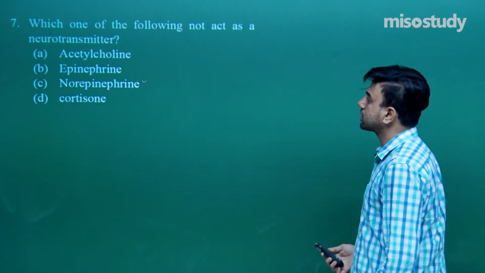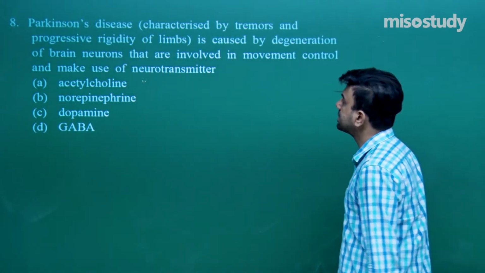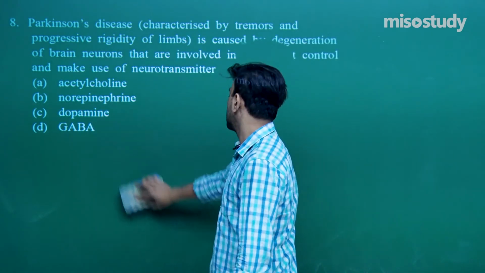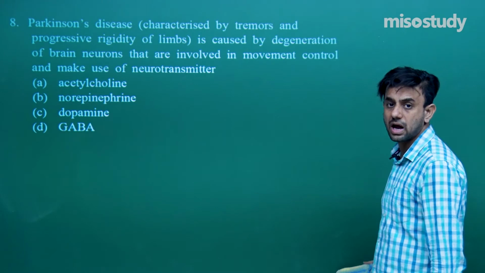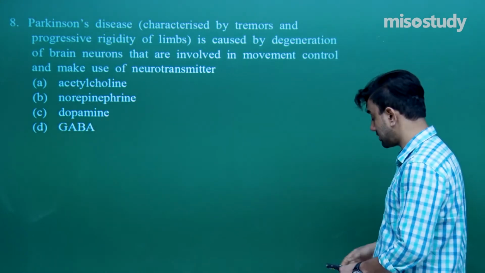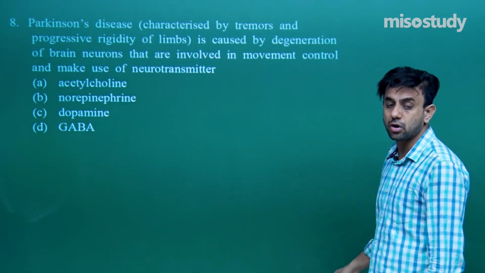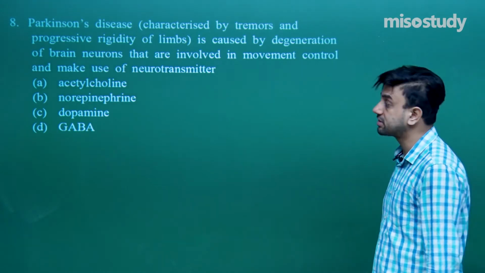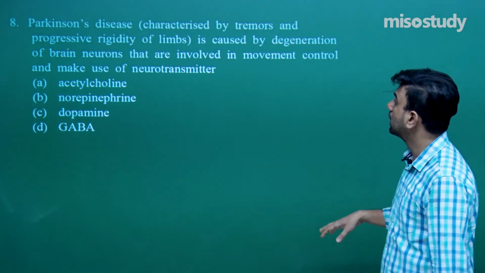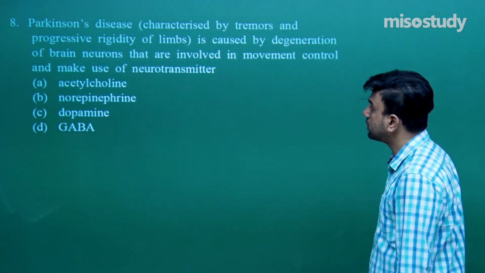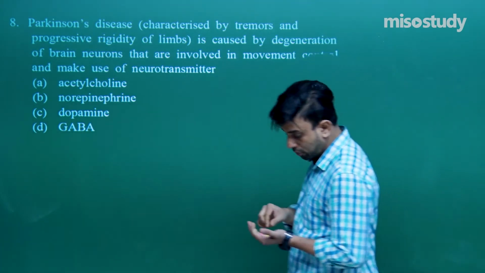Let us go to the next question. Parkinson's disease, which is characterized by tremors and progressive rigidity of the limbs, is due to a defect of that part of the brain which affects the movement. It is caused by degeneration of brain neurons that are involved in movement control and make use of the neurotransmitter dopamine.